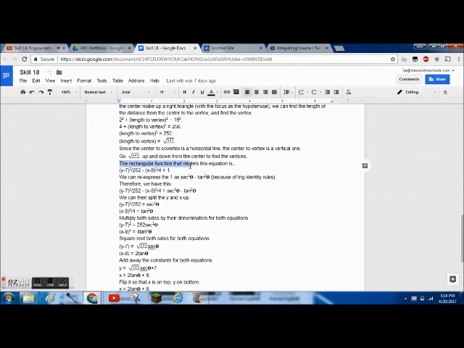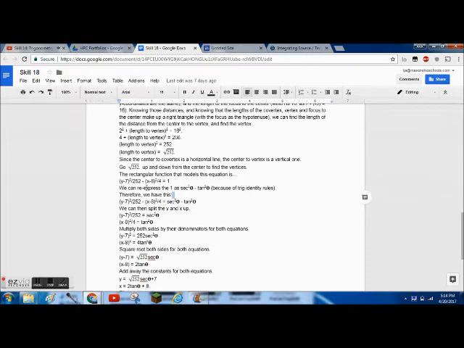Go root 252 up and down from the center to find the vertices. The rectangular function that models this equation is this. Because the center is at (8, 7), the y is in front because the hyperbola is vertical, and the 252 and 4 reflect the 2 and the square root of 252 distances squared.